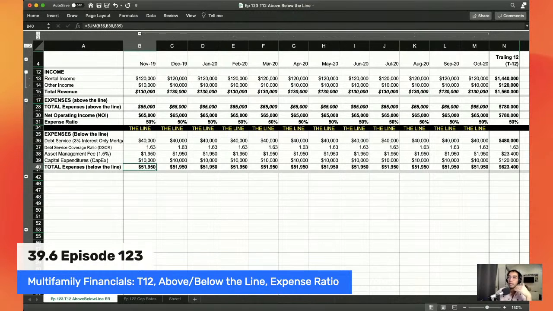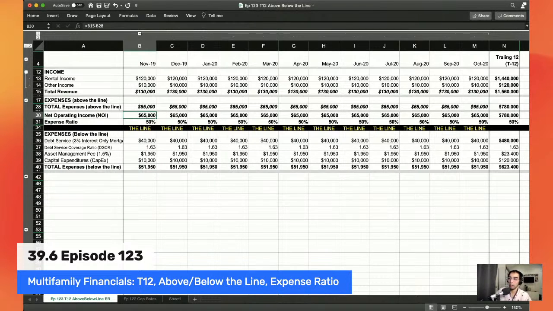But a lot of times people raise capital expenditure cash on the front end and just deploy it all at once. Here's an example where we're just going to do it from the cash flow per month. So you're reinvesting $10,000 into the asset. So the total below the line expenses is $52,000, and the net operating income is $65,000.